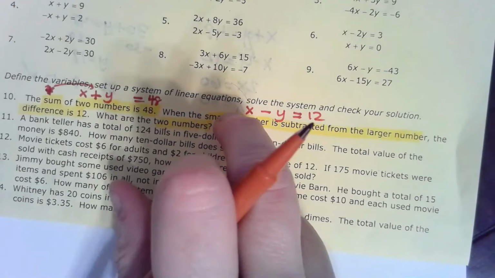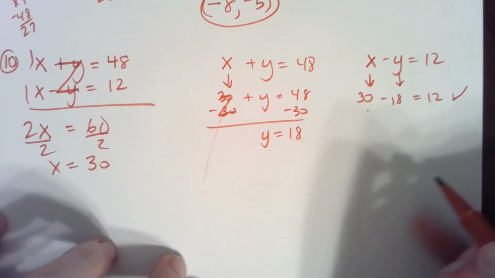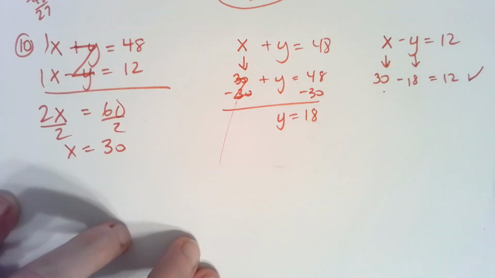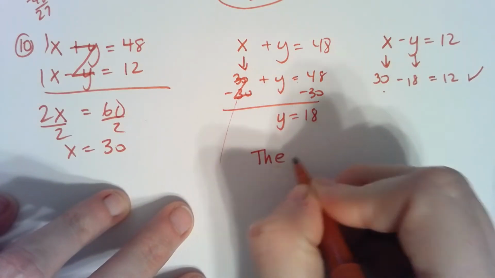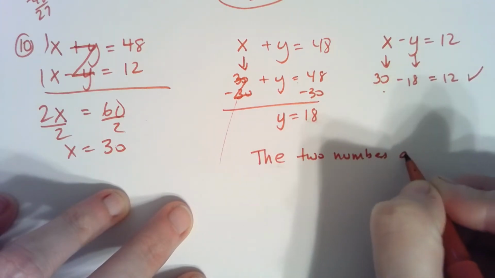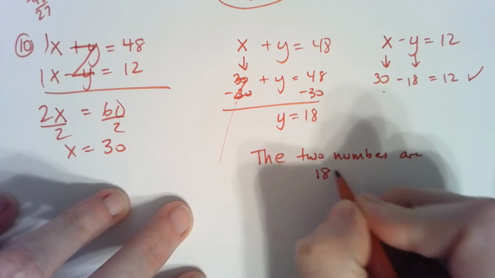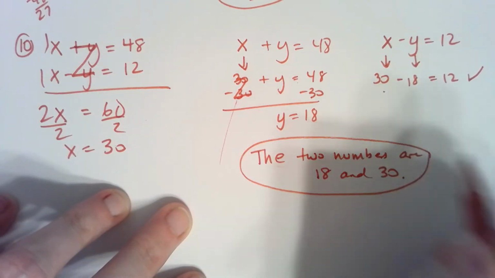So remember, word problem means word answer. So I'm not just going to write 30, 18, because that's not a word answer. If they give me a word problem, I have to give them a word answer. So my word answer is, it says, what are the two numbers? Well, the two numbers are 18 and 30. And that is my answer, because again, word problem, word answer.